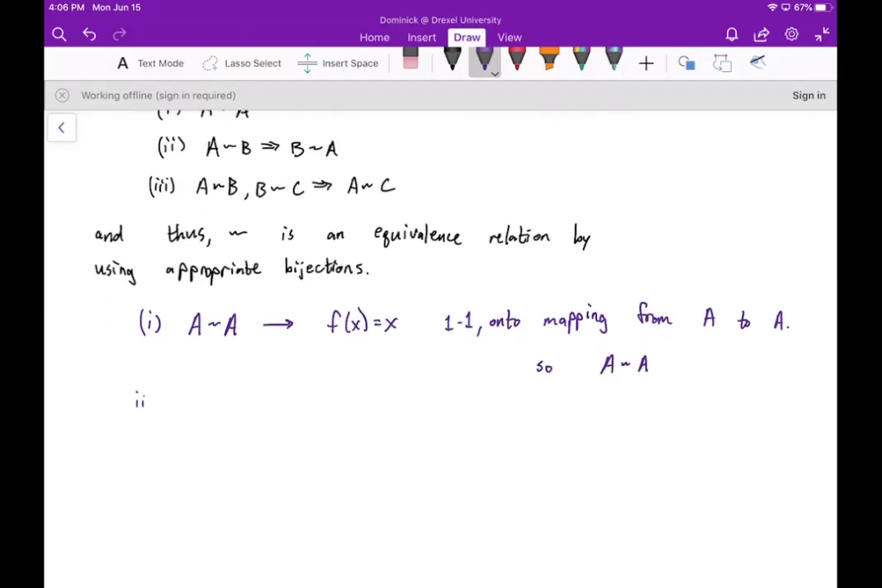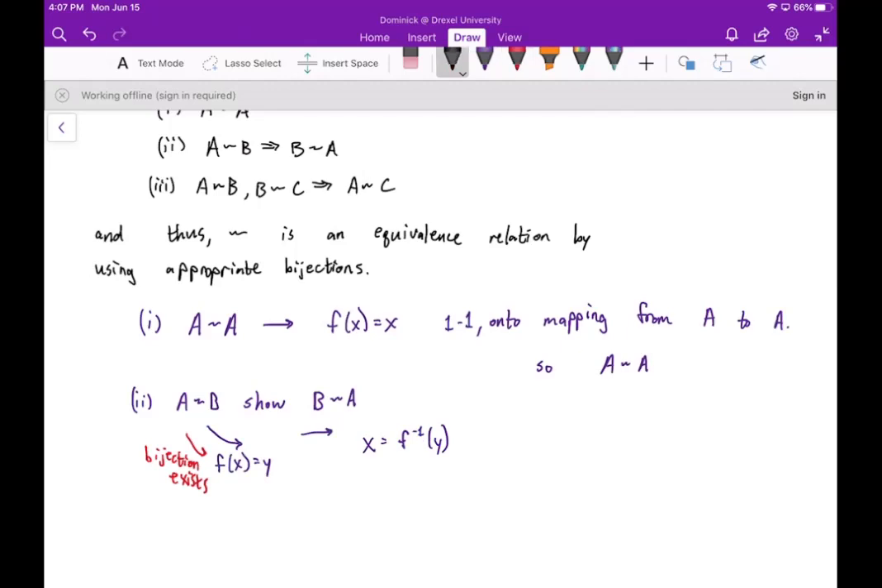Now, if we have that A is equivalent to B, we want to use that to show that B is equivalent to A. And of course, the idea is that here our bijection would just be the inverse, right? So if the bijection from A to B is f of x is equal to y, then for B equivalent to A, we would use that x is equal to f inverse of y, right? Because once A is equivalent to B, that means that this bijection exists. So to go backwards, we would use the inverse.